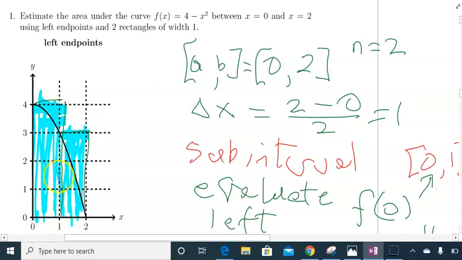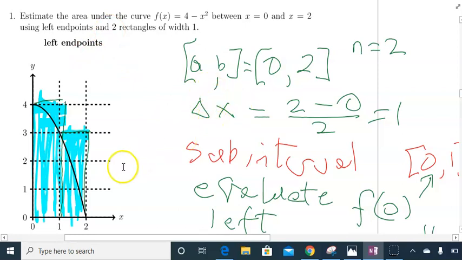So the best way to put in two rectangles of width 1 would be right here. There's one from 0 to 1 all the way up, left end hitting the curve, from 1 to 2 all the way up, left end hitting the curve right here. So your closed interval AB is equal to the interval 0, 2. And n is 2 because it said that we will need two rectangles.